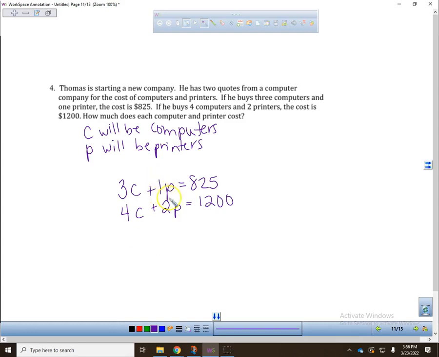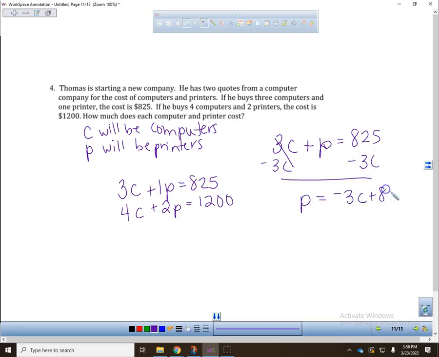I'm going to go ahead and solve by doing substitution, because when I have just one P here, if I isolate the P, I can substitute that into my other equation. So if I have 3C plus P equals 825, I can subtract 3C, and I can be left with -3C plus 825. That is what I'm going to substitute and place here for my P.